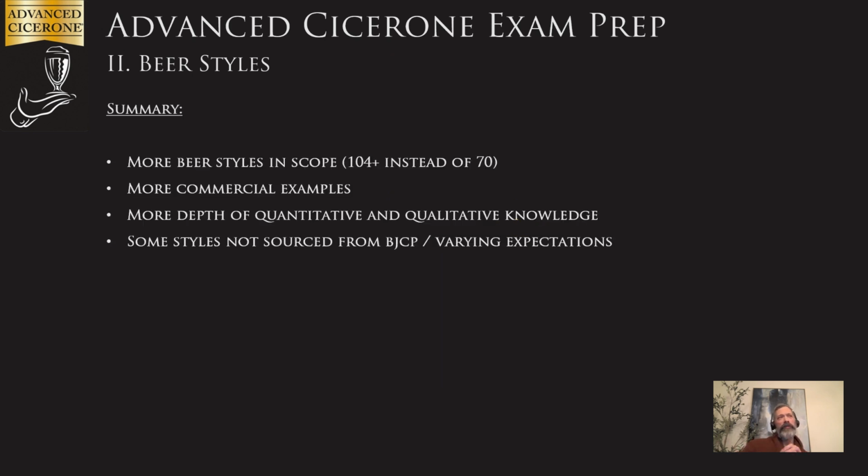So let's summarize. What have we seen? Basically, the number of beers in scope has gone up. I could be off a bit, but I'm counting 70 from when I took CC level 2, and let's call it 104 styles, maybe a couple more, depending on how you interpret those lines in Advanced Cicerone. You have to know more commercial examples, 4 instead of 3. You need more depth of quantitative and qualitative knowledge. And some of the styles are not in the BJCP guidelines, so you have to go read other sources and get familiar with those too. Got lots of studying ahead.